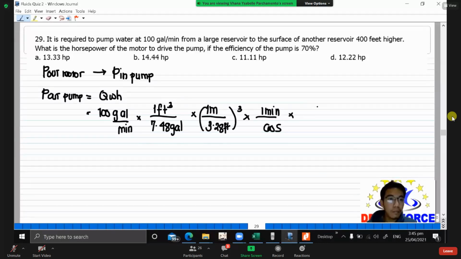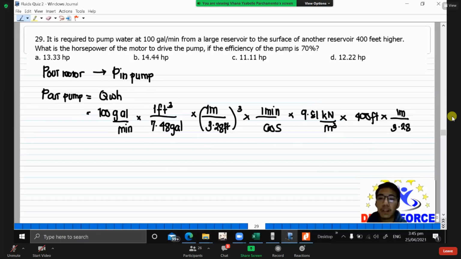Times yung W ng water. We have 9.81 kilonewtons per cubic meter. Okay, then times yung height natin, that is 400 feet. Then convert ulit. So in 1 meter, we have 3.28 feet. Okay, so okay na. Ito dapat naka kilowatts. So i-convert lang natin. I-watts na lang natin. So in 1 HP, we have 746 watts.